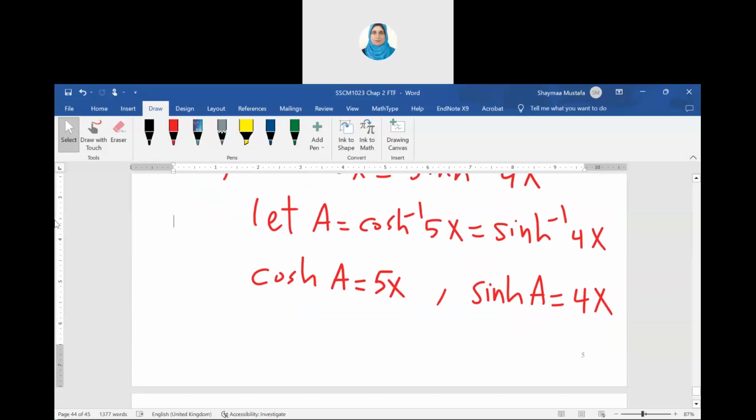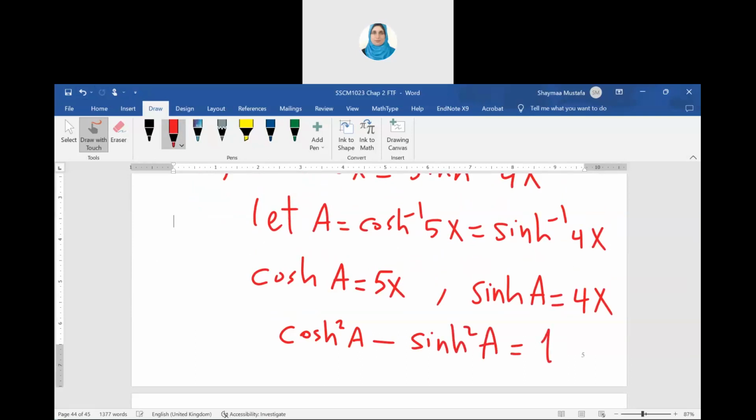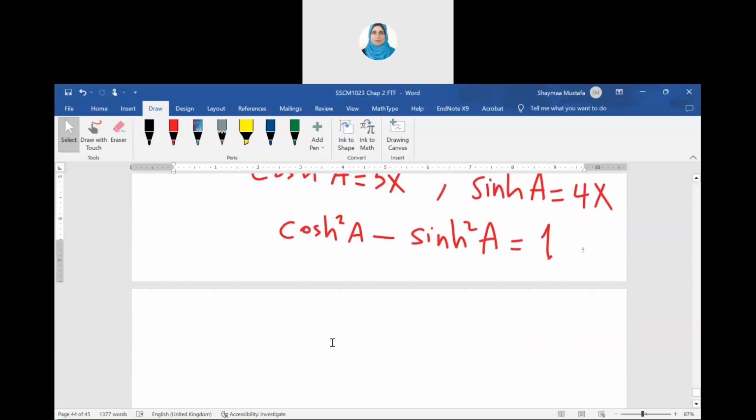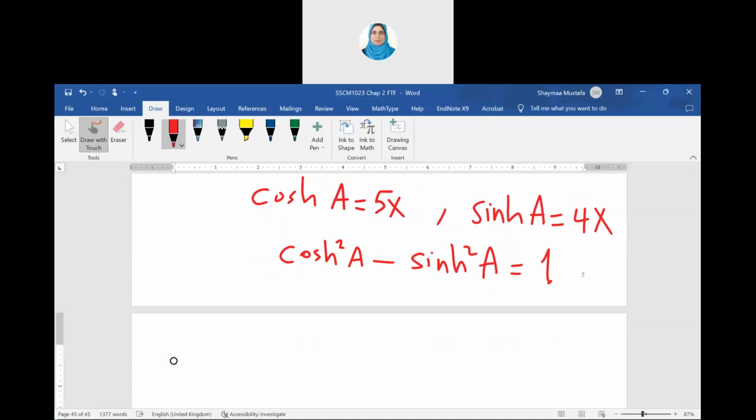Cosh square A minus sine square A is equal to 1. This identity is always true. So just substitute. Cosh square A, which is (5x) squared, minus (4x) squared is equal to 1.